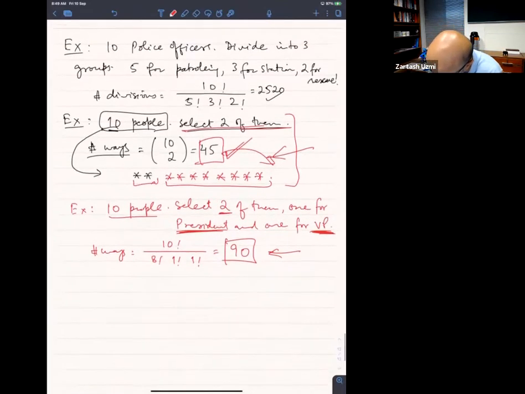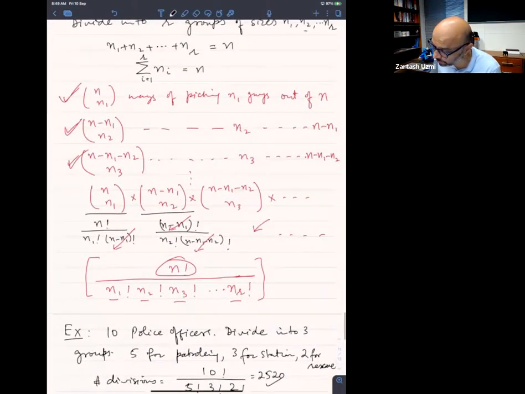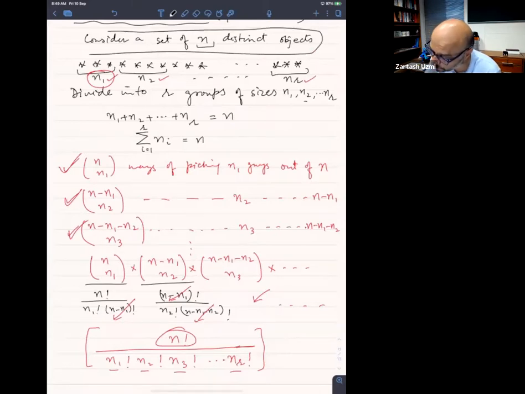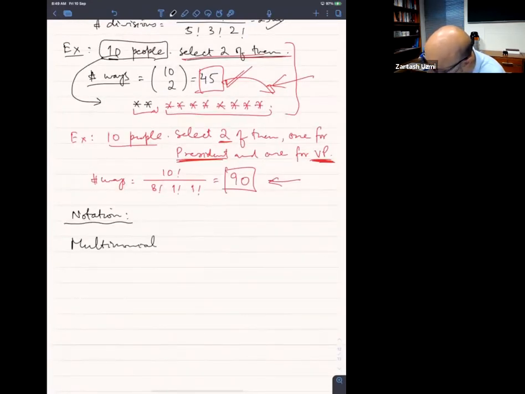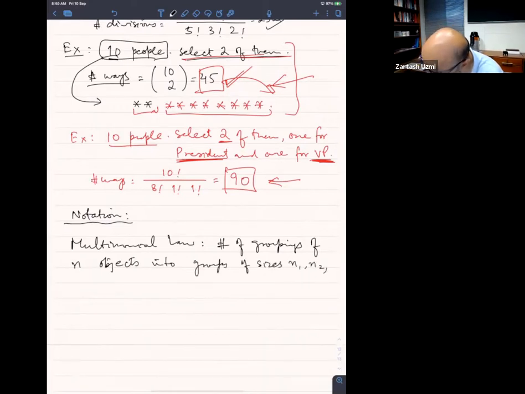तो नोटेशन दैट वी यूज, notation for multinomial law is if you have n distinct objects, इनको ग्रुप्स में आपने डिवाइड करना है. So multinomial law की नोटेशन ये है, number of groupings of n objects into groups of sizes n1, n2, ... up to nr, such that summation i equals 1 to r of ni is equal to n. उन सबको ऐड अप कर दें तो ये n के बराबर होना चाहिए.